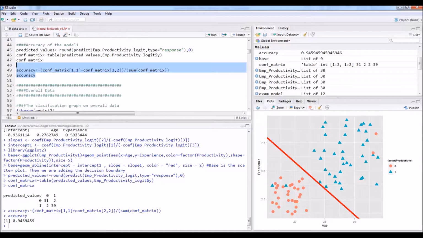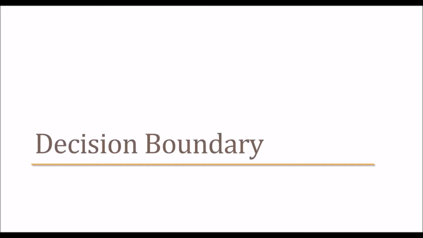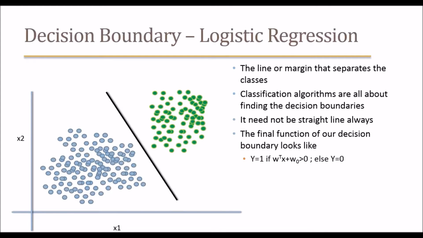So that is what the lab was all about. We wanted to create a decision boundary for this particular logistic regression model, and then create a confusion matrix and calculate the accuracy and error rates. So in all classification algorithms, decision boundary is what we are looking for. So basically, which class falls on what side of the decision boundary. So the line or margin that separates the two classes is called the decision boundary.